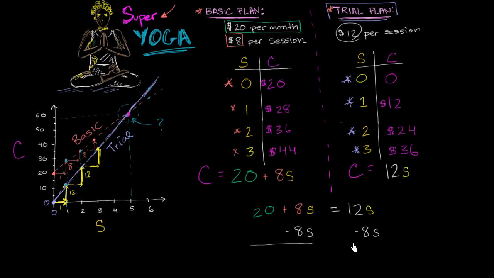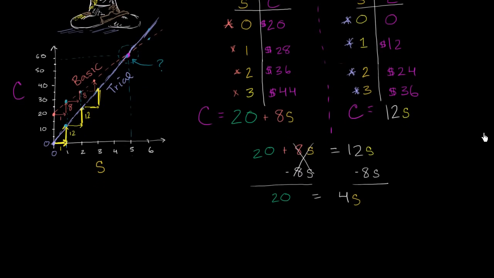And once I do that on the left-hand side, these two terms negate each other, and I'm just left with 20 on the left-hand side. And on the right-hand side, if I have 12 S's and I take away 8 of the S's, I'm left with 4 S's. So it's equal to 4 times S. And so now we're pretty close.